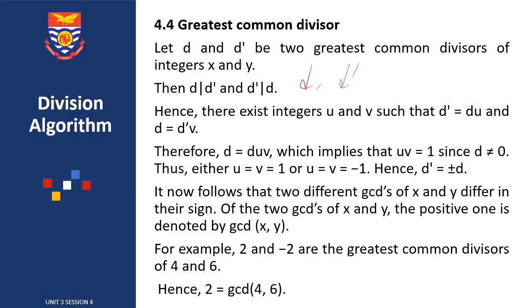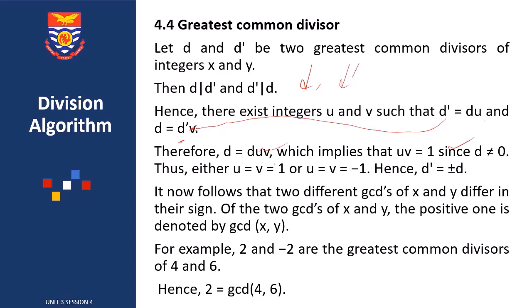Why do we say d = duv? d = duv because d' = du. So when I put this d' here, I get duv. That's a duv over here, which implies that uv = 1 since d is not equal to 0. You factor d out, or you divide through by d, and d is not equal to 0. Once I divide through by d, I get uv = 1, and that is this condition.